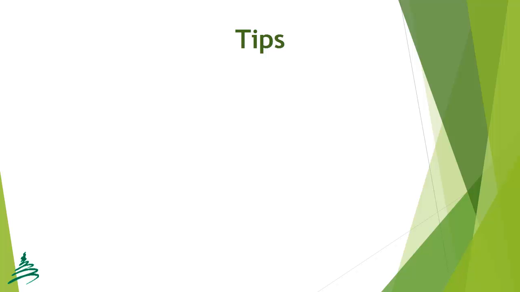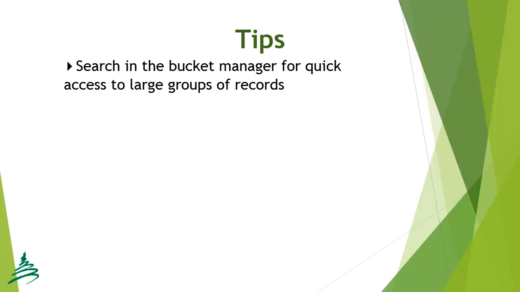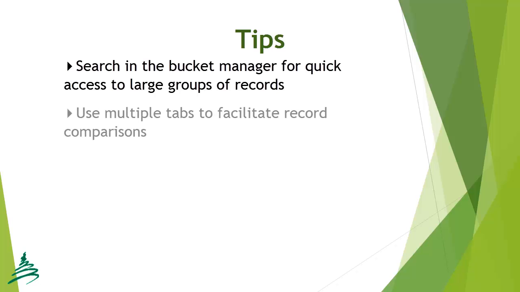Some tips to remember while you're merging. When you are merging a lot of records into one, adding records to the buckets from the bucket manager will allow you to highlight and add a lot of records to your bucket at once, rather than searching and viewing each record individually in the catalog. You can open the bucket manager in one tab and keep a separate tab open in Evergreen for searching for records and adding them to your bucket. You will likely find it useful to be able to go back and forth between your search screen, record screens, and bucket screens when merging.